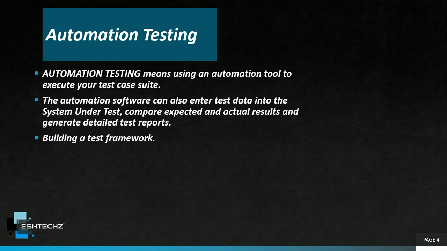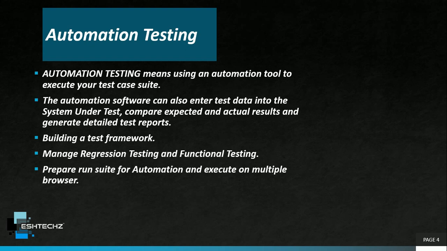Building a test framework. Framework is the most important part of scripting. Without a framework, you can't build your project perfectly. Framework helps to consolidate your code in one place. It makes your code readable and reusable. It manages regression testing and functional testing. Basically, automation comes into the picture for regression testing. Once you are done with your code, just put it on your repository and execute it by Jenkins. Prepare a run suite for automation and execute on multiple browsers.